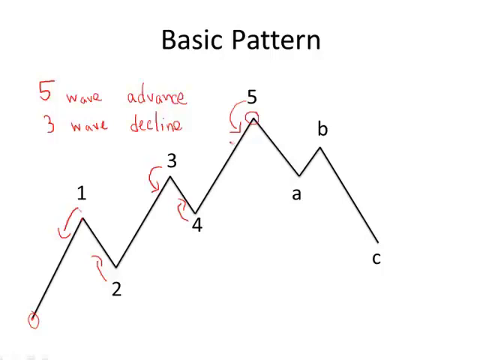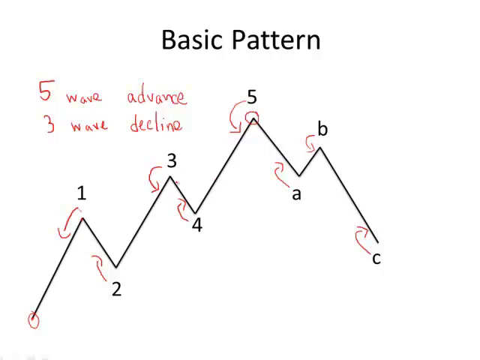After that, we have the 3-wave decline. And that's going to be wave A over here, wave B over here, and wave C over here. In this case, we can see that the overall outcome of the 3-wave decline is a decline from this point here to this point. We have a decline first, then a small upward correction, and then another decline. And this is the 3-wave decline.